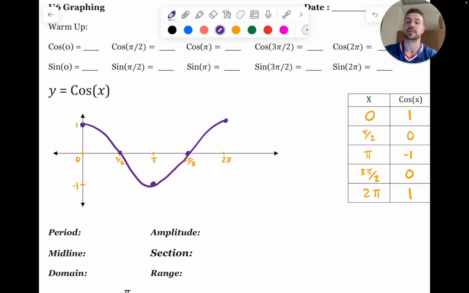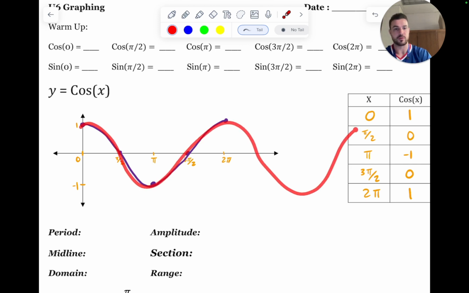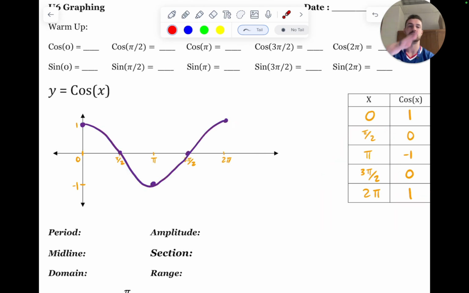All right, and this function actually would repeat. So we could use some more values here if we wanted to continue. For example, I could do 5 pi over 2 next, and then 3 pi, and so on and so forth. And what would happen is this function would just continue to oscillate back and forth. It would continue the wave pattern as it is shown on our graph right there.